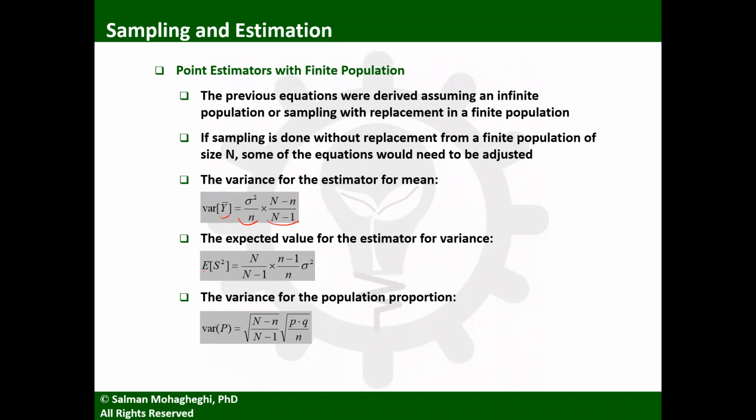The same thing for the expected value of the estimator for variance and the variance of population proportion. So these terms are terms that you need to use to adjust the value of either those variances or those expected values.